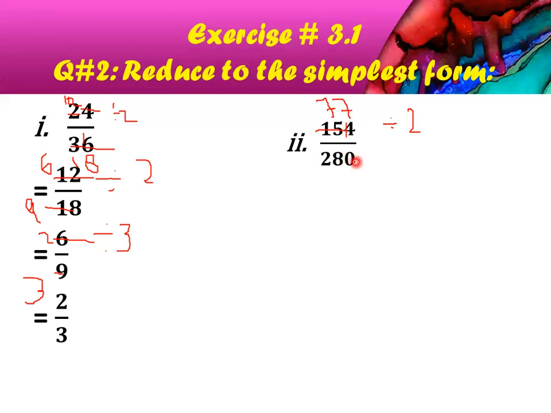Now I'm going to reduce it. How? 2 into 1 is 2. 2 into 4 is 8. And 0 will be copied as it is.